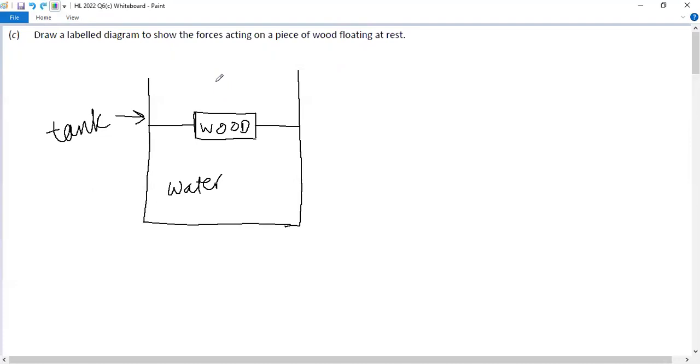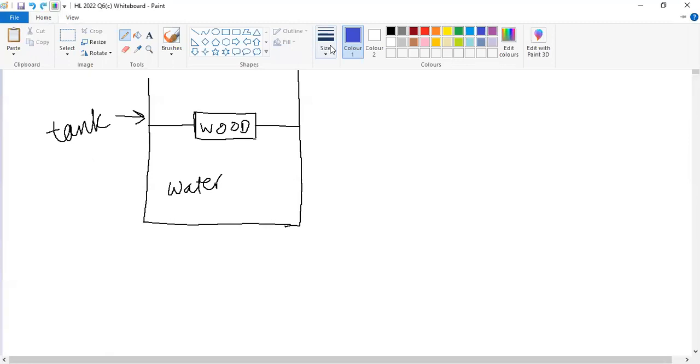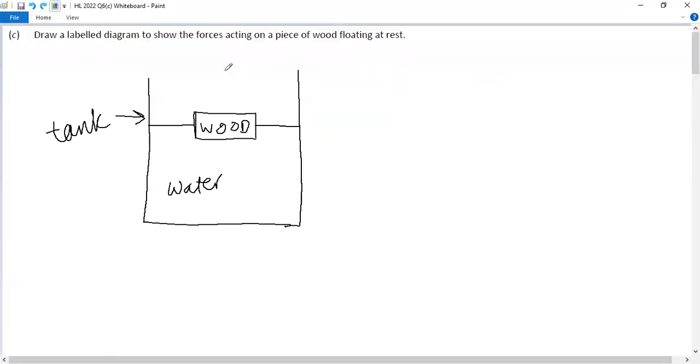This is the thing, you don't have this option in your exam paper, but I'm just going to make a bigger size just to really highlight this isn't my diagram. Okay, I've got a force downwards, and we know what's pulling or pushing the wood down is its weight. So the force of gravity is its weight.